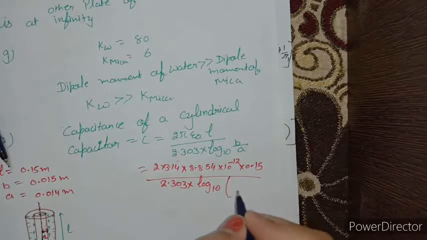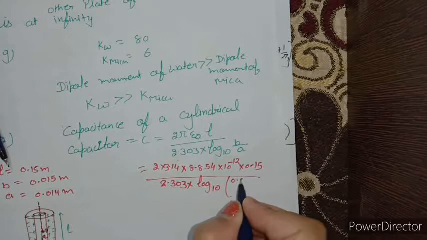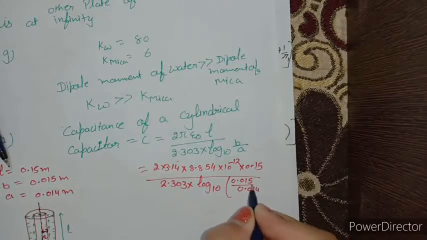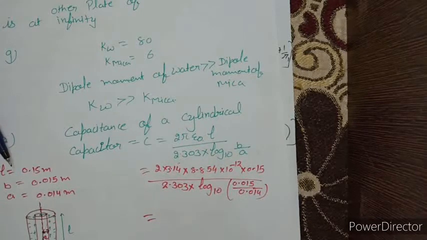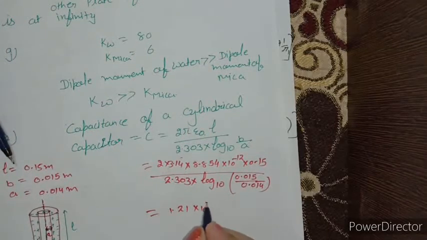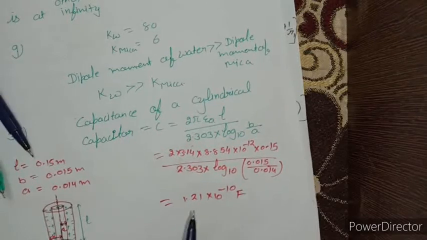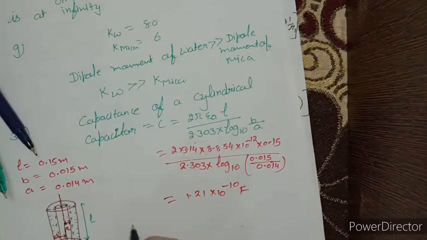Okay, and this will be 0.015 divided by 0.014. Okay, when we solve this, then we get the value 1.21 into 10 raised to power minus 10 farad. So this is the capacitance of this cylindrical capacitor.